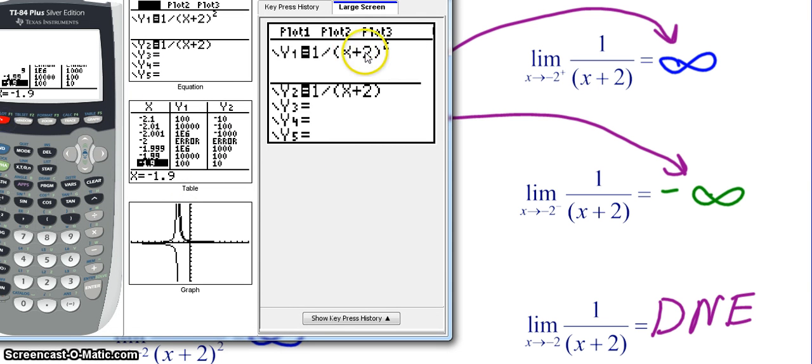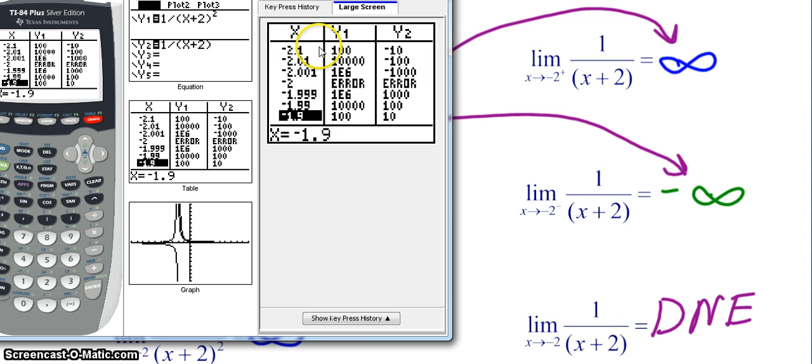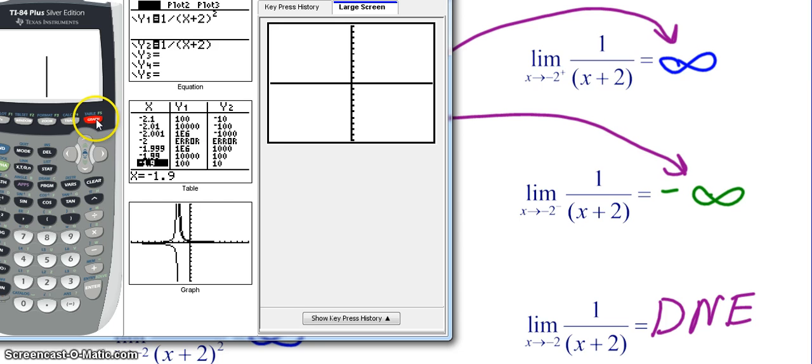Here in y1, I plugged in 1 over x plus 2 squared, and in y2, I plugged in 1 over x plus 2. If I look at the table, it's easier to see. As x goes to -2 from the right, here's my y1 and here's my y2, notice that the y values are getting very, very large very quickly. When that happens, that doesn't mean I'm approaching a number, that means I'm going to infinity. And remember, we know that because we graphed many rational functions first semester. We know that as a function approaches a vertical asymptote, it's going to either shoot up to infinity or shoot down to negative infinity.